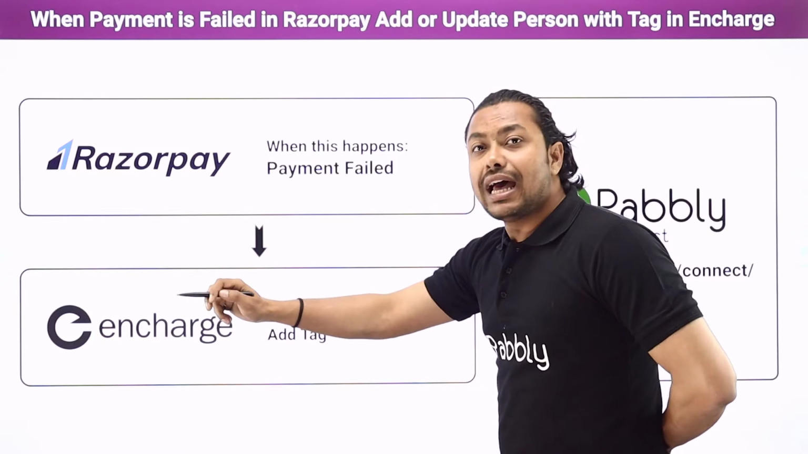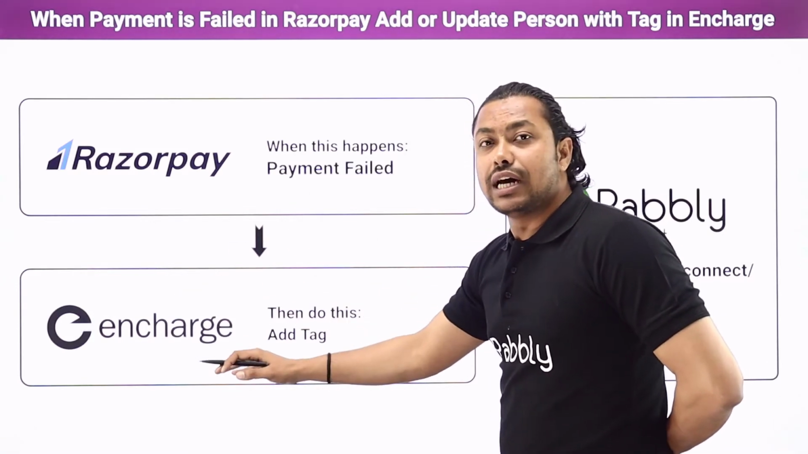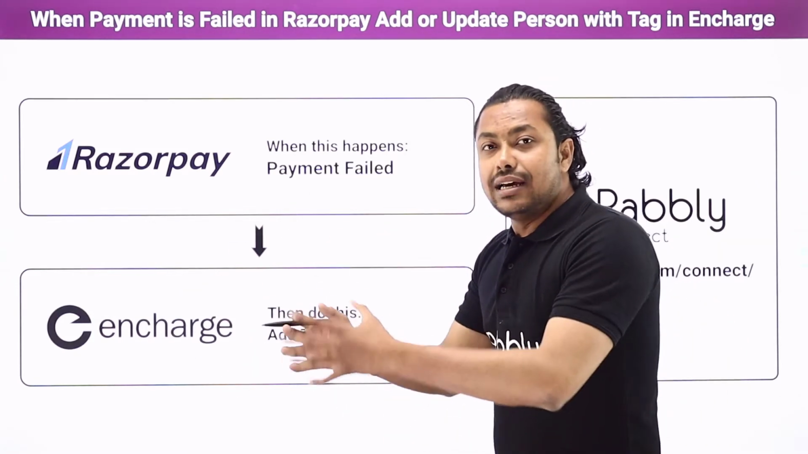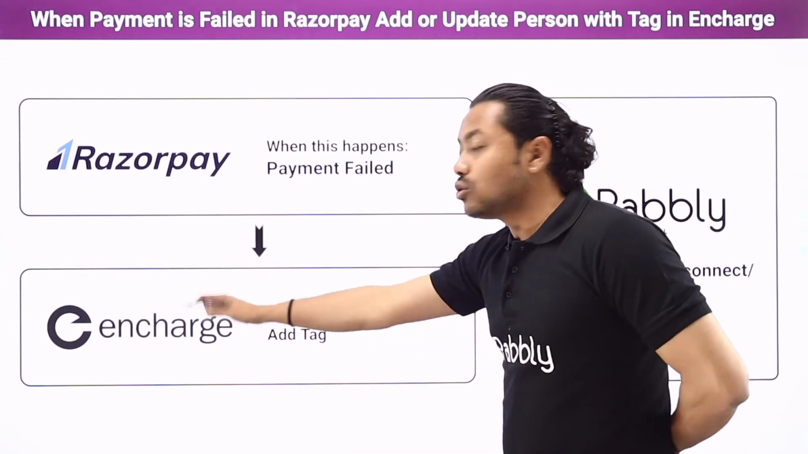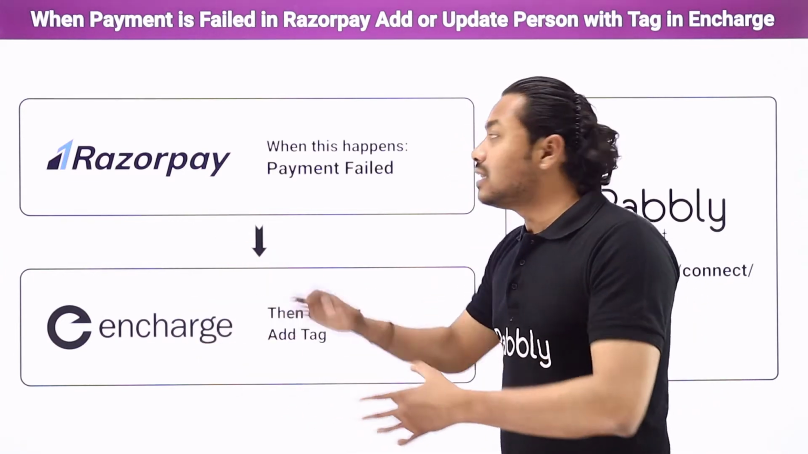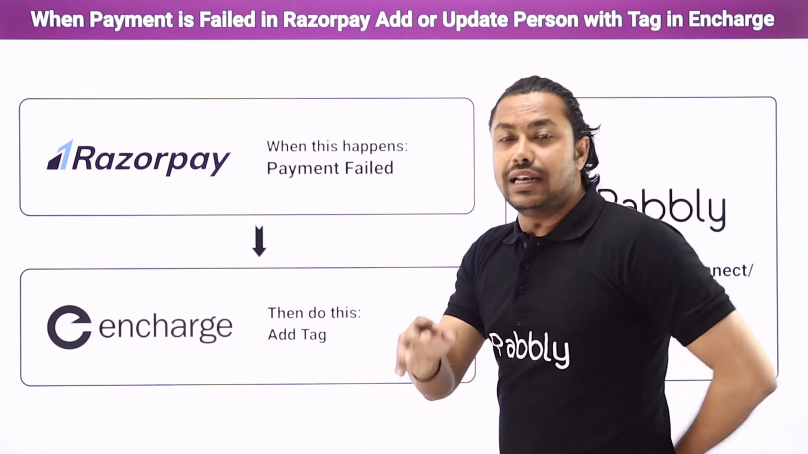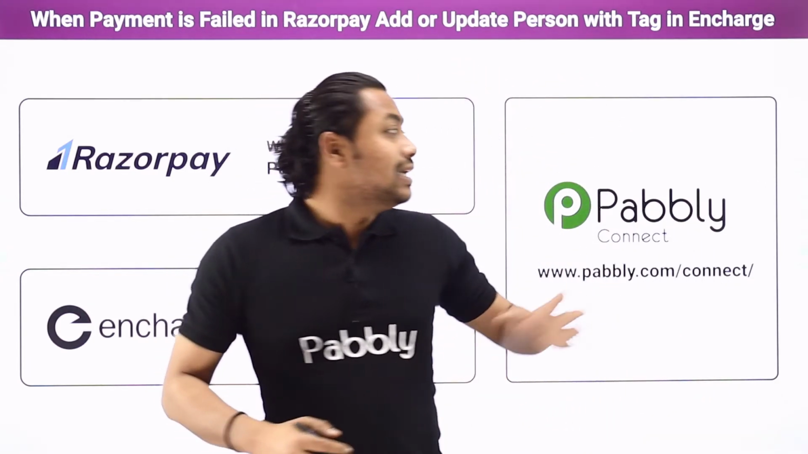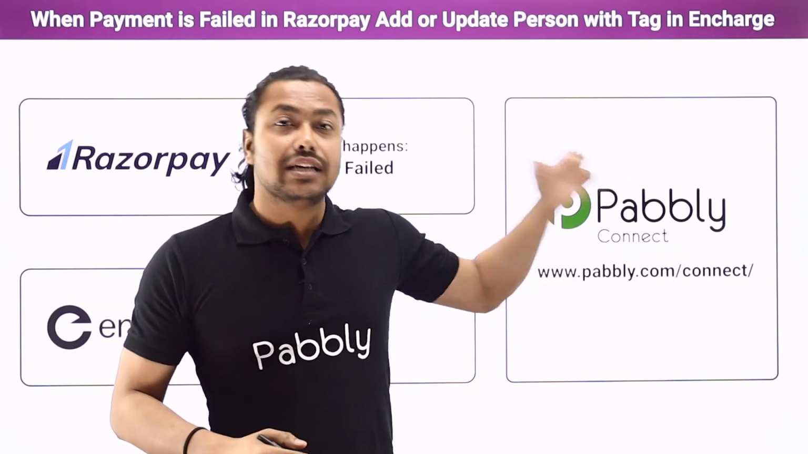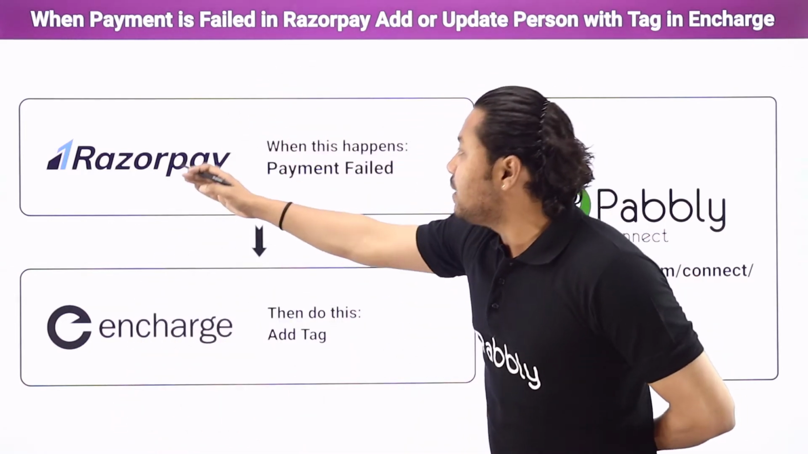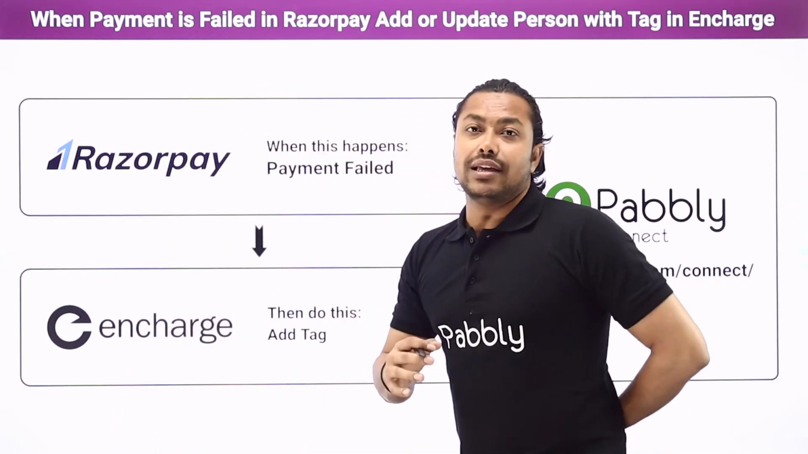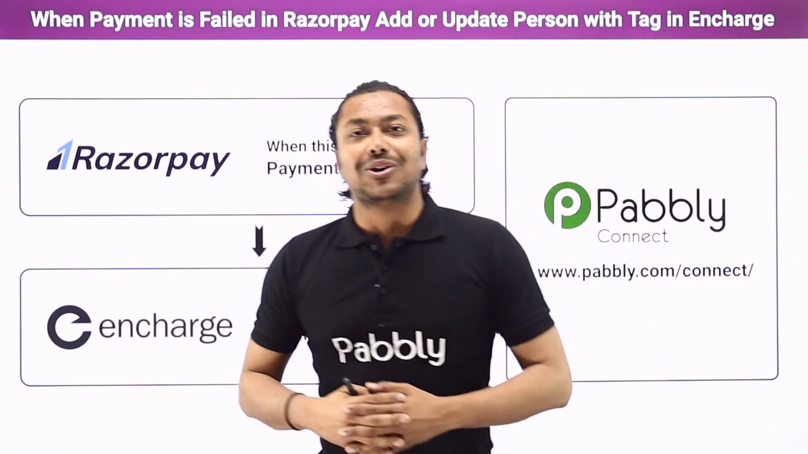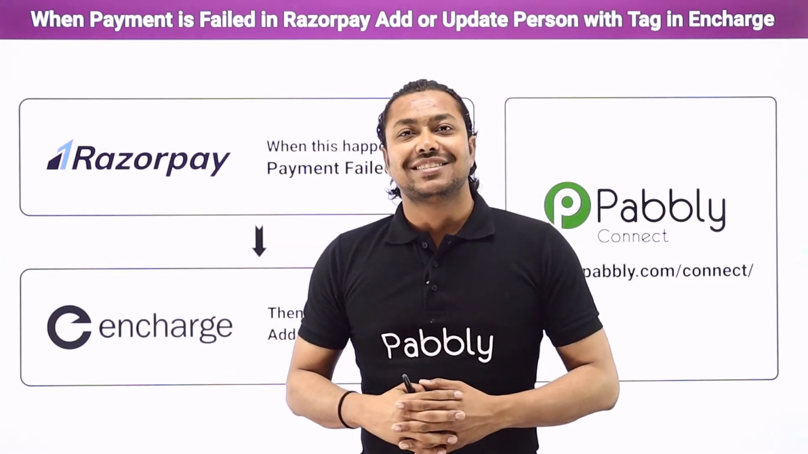And if you do not have the name of that person in your Encharge account, we are going to add a client, and simultaneously we are also going to add a tag that the payment from Razorpay has failed for that person. Okay, now to do this automation, we are going to use an integration and automation service, Pabbly Connect, which will help us connect Razorpay and Encharge together. Now if you want to learn how to do this automation, you have to come with me to the screen.